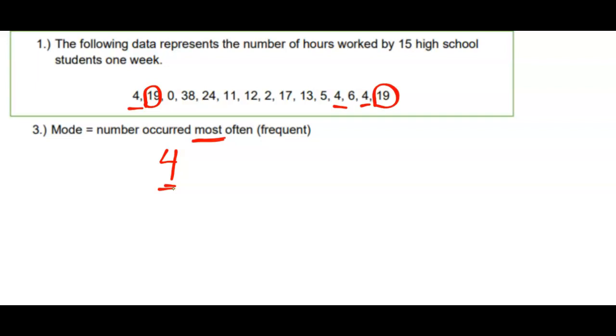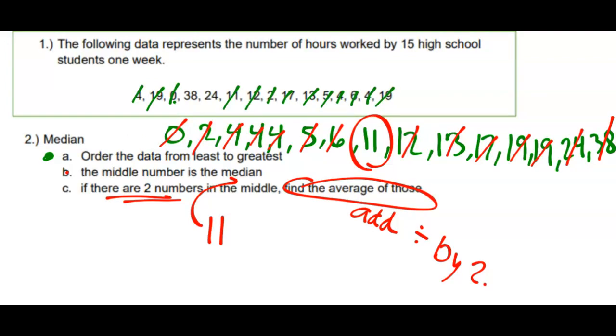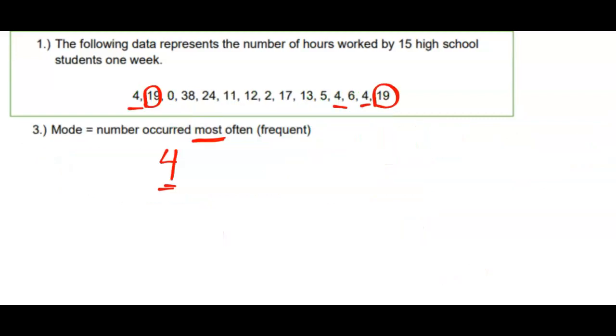So if I go back to my list over here, this 4 right here, 4, 4, 4, there's 3 of them. And then here I have 2 19s, but not enough. Okay? So mode is how many times a number is listed, and the one that's listed the most often is 4. So it has to be listed twice or more to have a mode. All right. And we can have multiple modes.